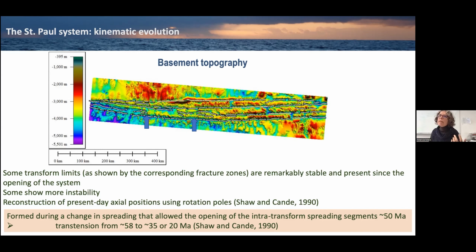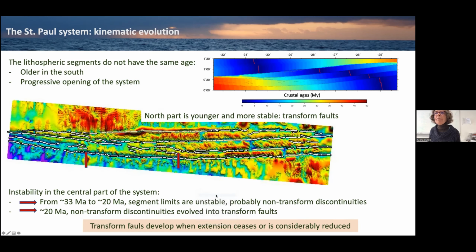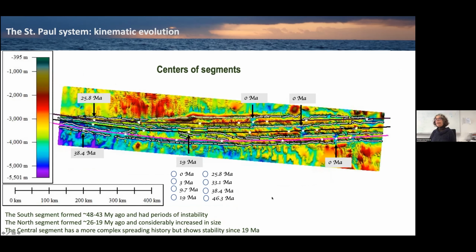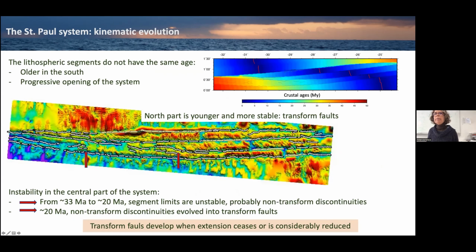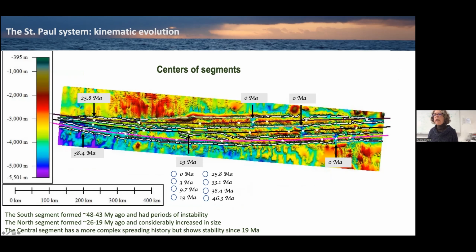And the other discontinuities, for example, the one between the south segment and the central segment, actually become rather unstable in time. So they show more instability. So I have to go back one. Yeah, here. So if we take the center of the segments and reconstruct the position back in time using the rotation poles, we can have some constraints on the age of the lithosphere of these segments and when they formed.